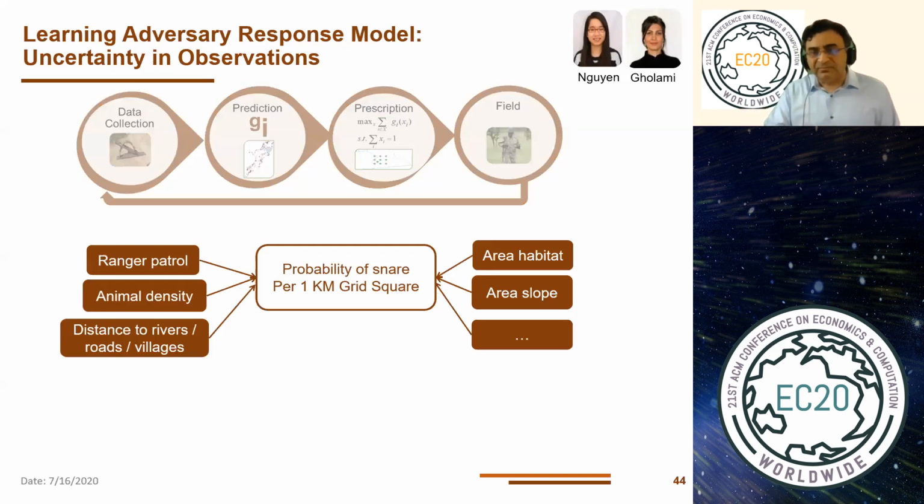So we have, for example, 12 years of poaching data from Uganda on ranger patrol frequency in each grid square. We have information for each grid square on distance to rivers, roads, and villages, area, habitat, slope, and so forth. And we're trying to learn an adversary response model to our ranger patrols.